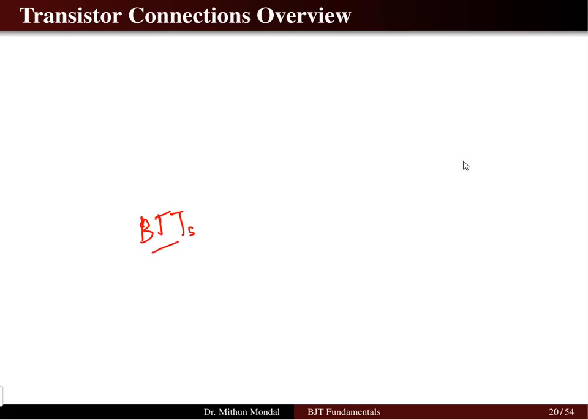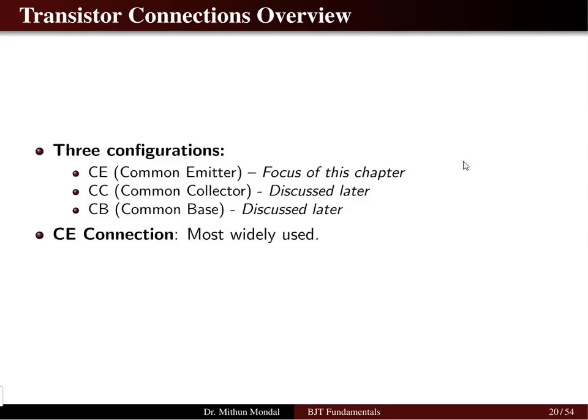First, an overview of the connections of the different types of BJTs. Three important configurations are there in which BJTs are usually operated or applied. The first one is the common emitter mode, CE for short. Then we have the common collector mode, CC, and the common base form, CB. Mostly we use the common emitter configuration, and hence we will focus this chapter on the operation of the BJT in the common emitter configuration.